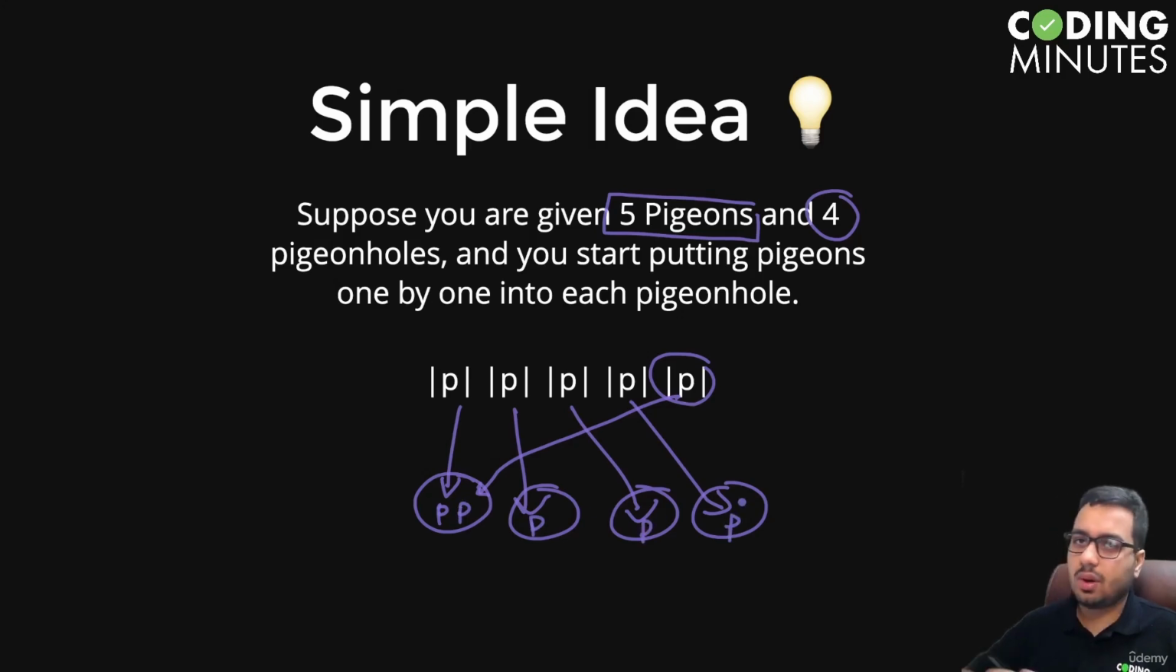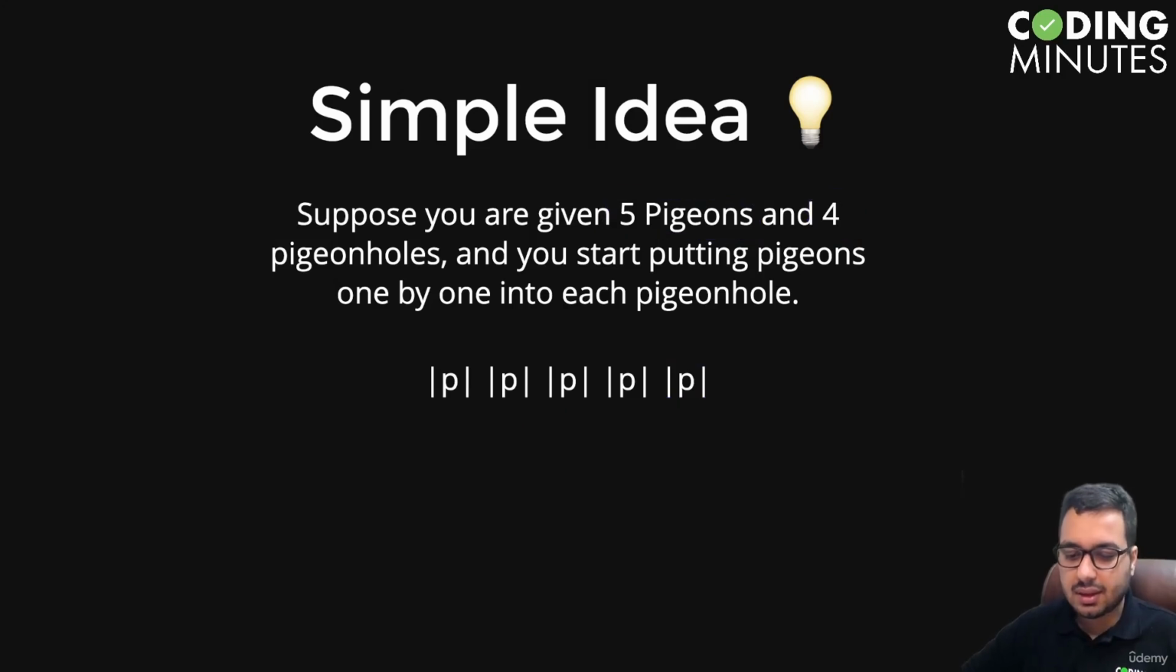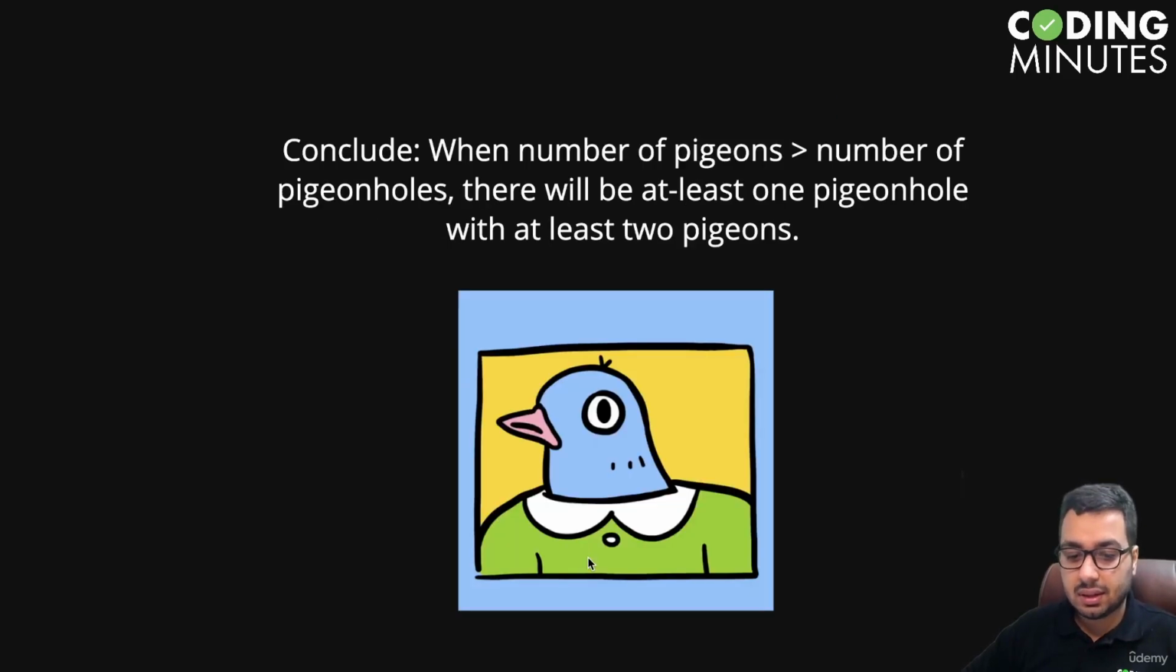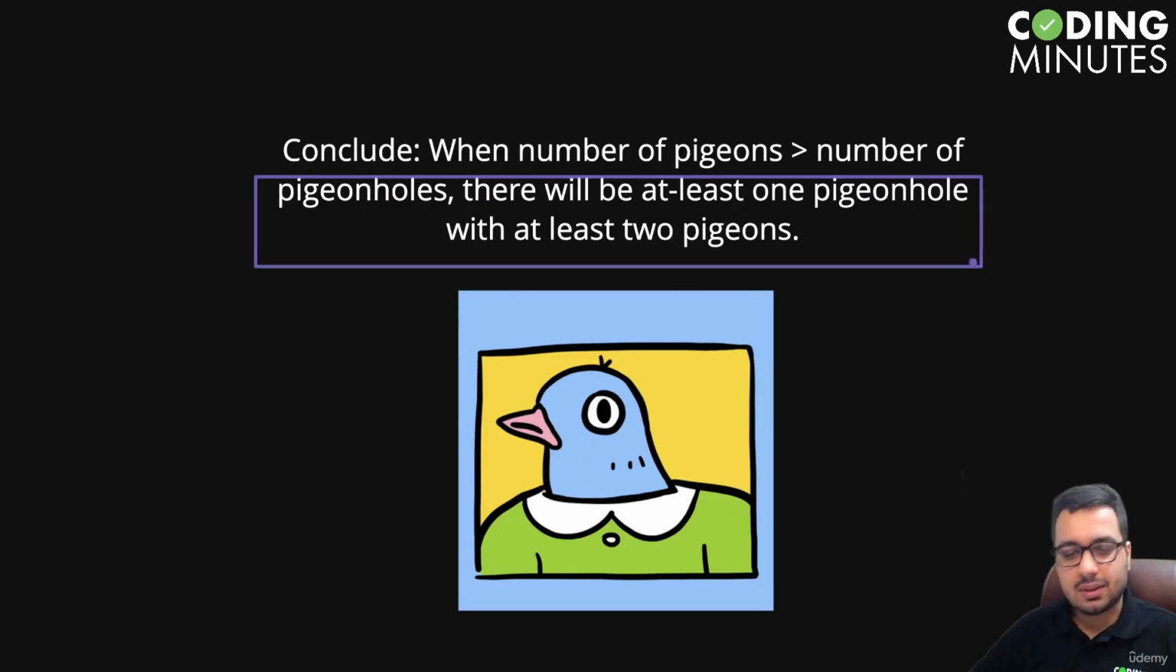Okay, so this is what is going to happen, and you can see how obvious it is. Then you will have one pigeon left and you can put it into any one of the pigeonholes. That means, to conclude, when the number of pigeons is greater than the number of pigeonholes, there will be at least one pigeonhole with at least 2 pigeons. Okay, so that's the whole idea of the pigeonhole principle.